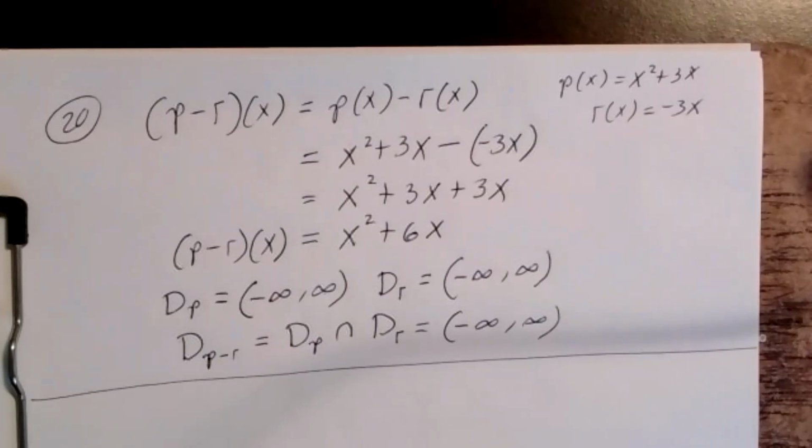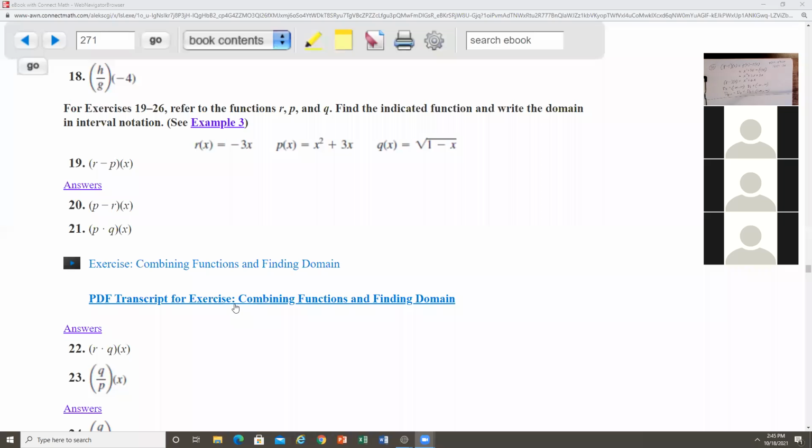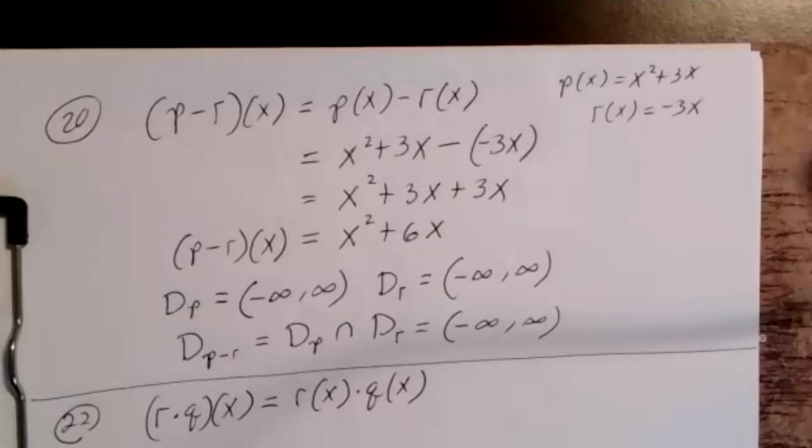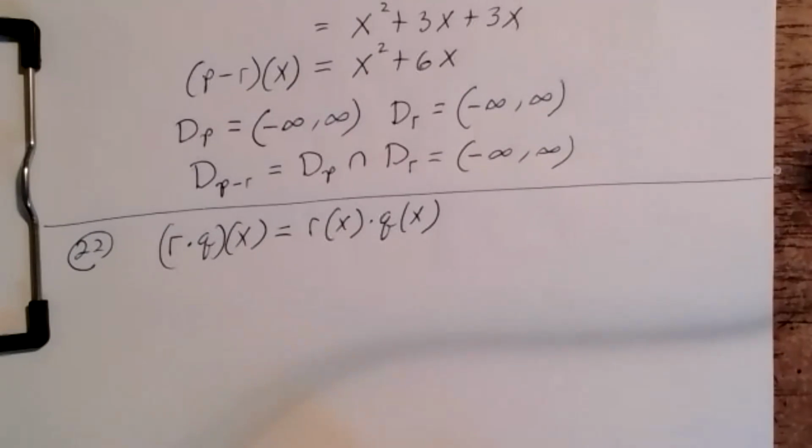All right, let's see what other one we got here. That was like number 20. Problem 22, they want us to form this product function called R times Q of X. Well, that's going to be R of X times Q of X, according to how we form the product function. So this product function, R times Q of X, is going to be R of X times Q of X.